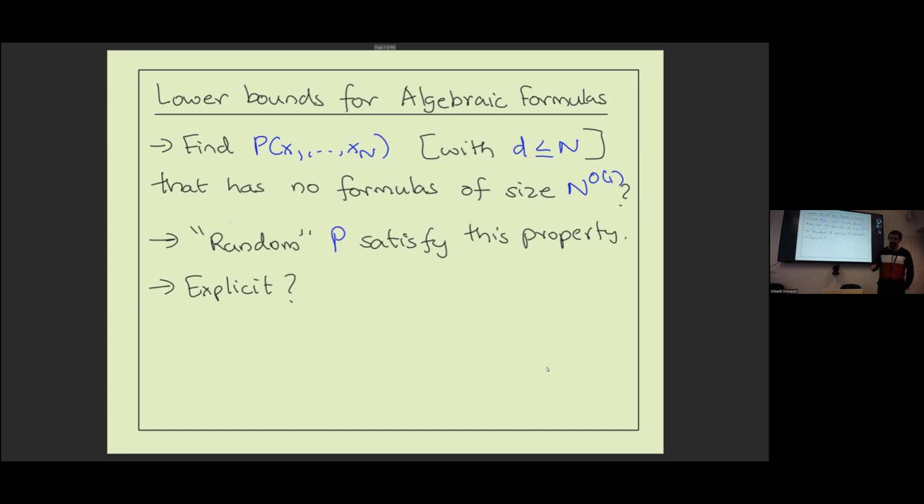It's easy to make a few observations once you understand this question a little bit. The hard part is not to show that there exists such a polynomial. You can always choose a polynomial at random in some way.